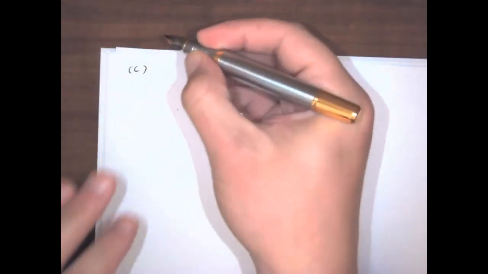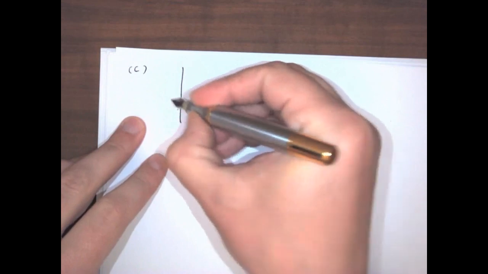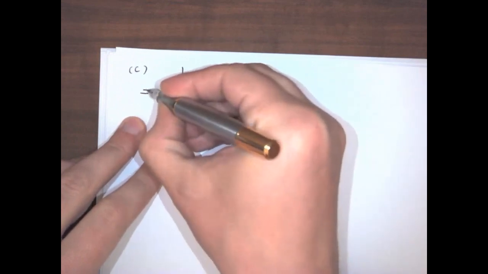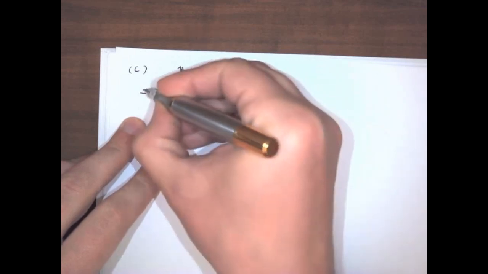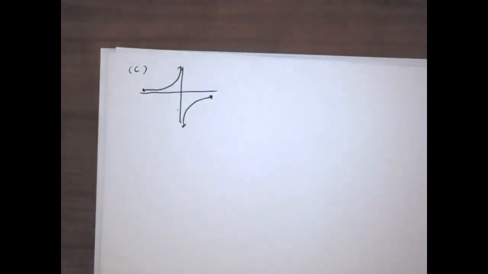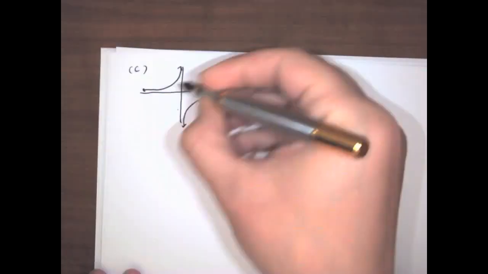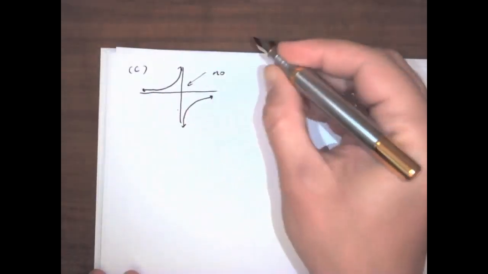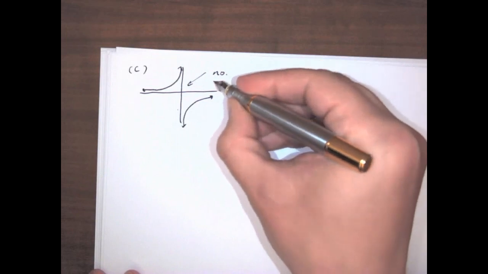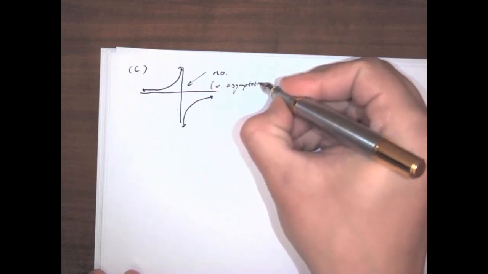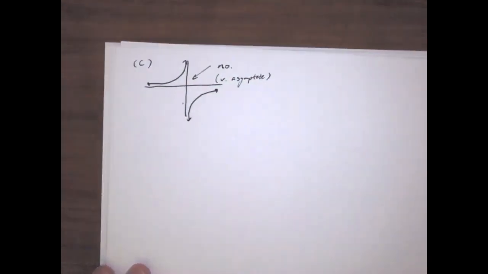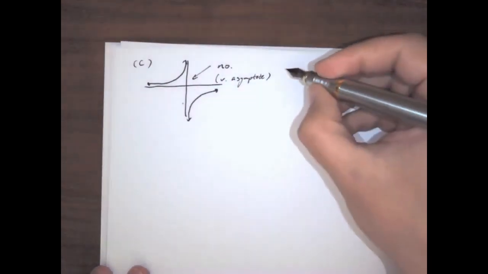Now, what about a graph like this? So here, we can just close the book on this one. No. There's a vertical asymptote. That's the kind of thing you could see in a power function, but not a polynomial.